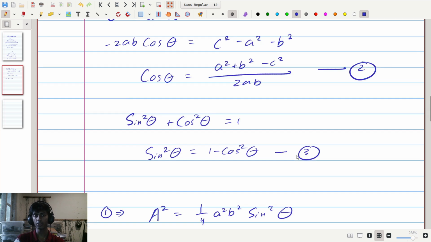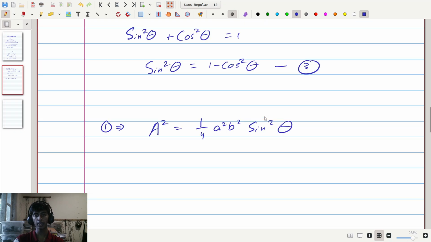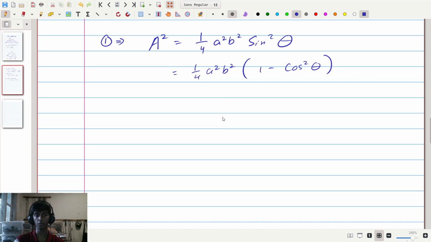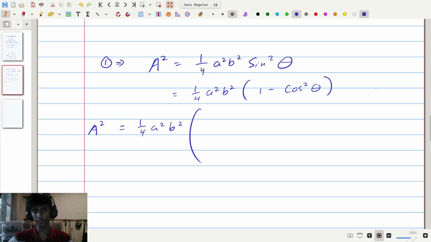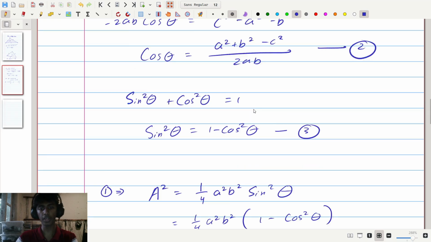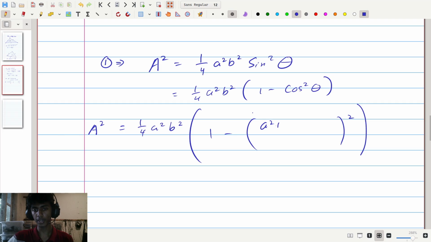Now, using equation 3 and substituting it in here, we can write this as 1/4 A squared B squared times 1 minus cosine squared theta. And now, into cosine squared theta, we can substitute the value of cosine theta. I'm going to write it over on the left because I need a little space: A squared is equal to 1/4 A squared B squared, and in brackets 1 minus the value of cosine theta squared, where I substitute the value of cosine theta, which is A squared plus B squared minus C squared divided by 2AB. So here, A squared plus B squared minus C squared divided by 2AB.